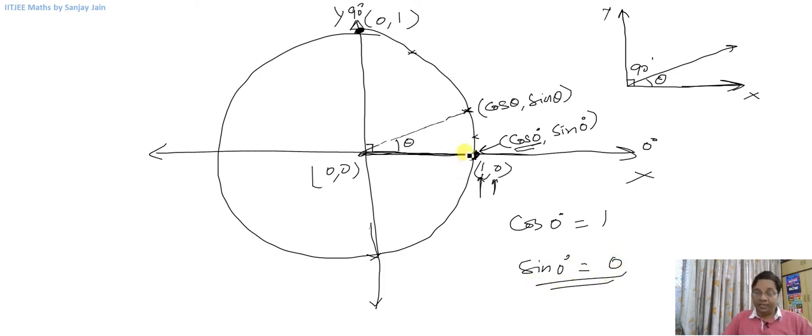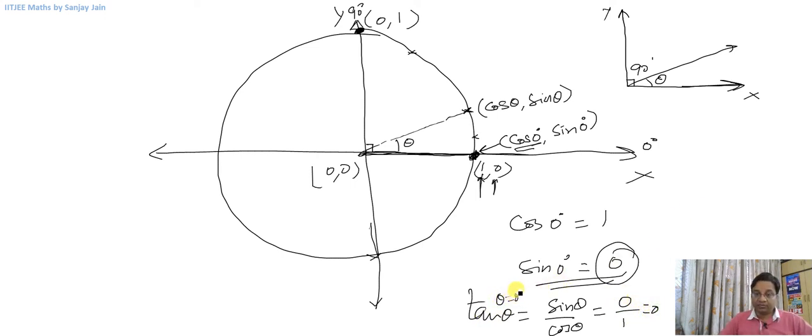All right, and what about tan? Tan theta is nothing but sine theta upon cos theta. So sine theta being 0 and cos theta being 1, tan theta is also 0 at 0 degrees. So sine 0 degrees is 0, cos 0 degrees is 1, and tan 0 degrees is 0, right?